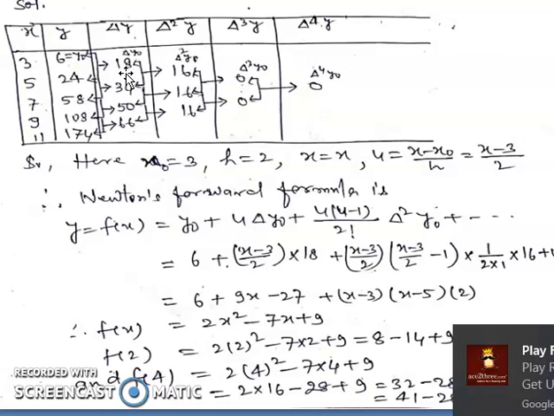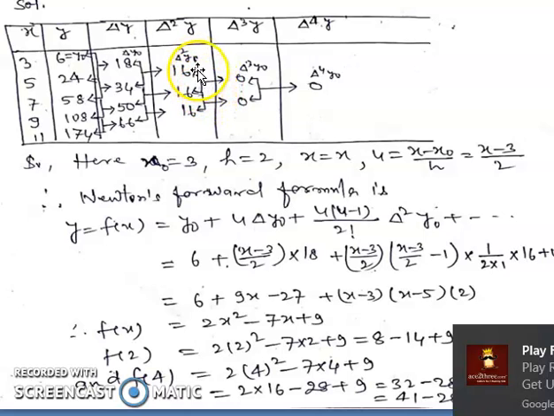Again repeat the same process in del square y, means the difference between these two: 34 minus 18, and put in the middle, that is 16. Again 50 minus 34, it becomes again 16. 66 minus 50, that is 16. So this is del square y0, the first value.